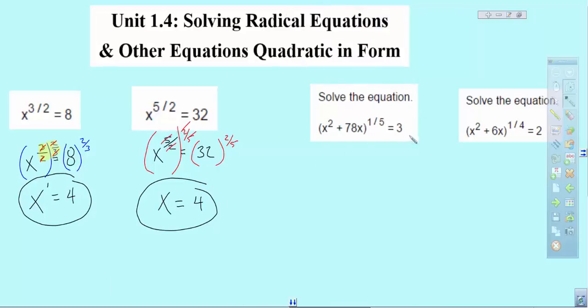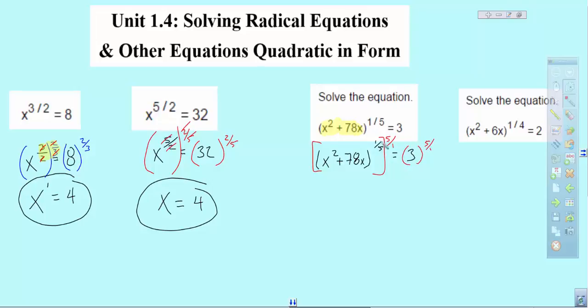Alright, so let's apply that now to when we actually have an equation. Same deal, we want to get to these x's right here. We need to get inside of this to be able to solve this equation, but we have this 1/5. So we need to get rid of that 1/5 power on x squared plus 78x. Well, that's not a problem because we know now that we can just take this entire thing and raise it to the 5 over 1, or the reciprocal power. Whatever you do to one side, you have to do to the other side.